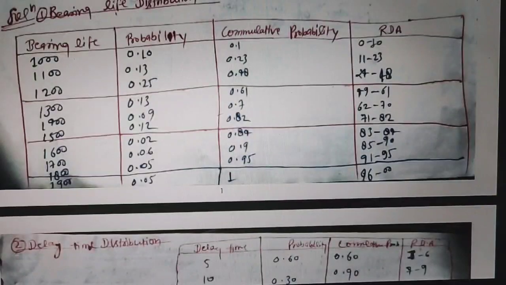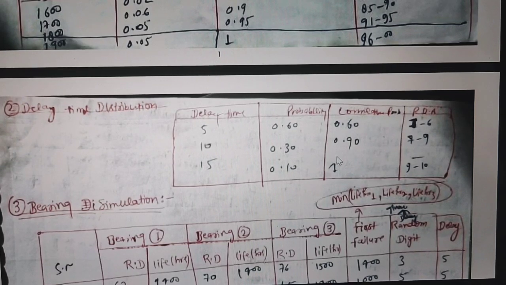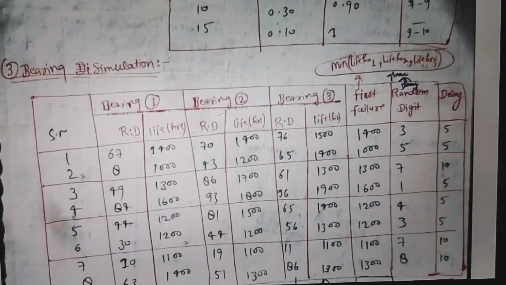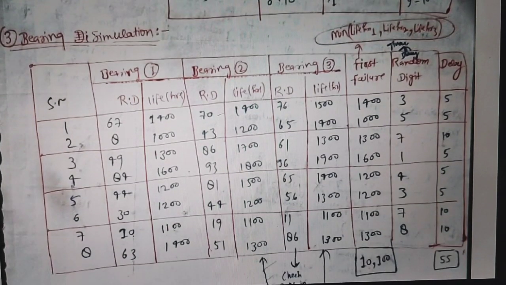Now I am going to the next step. Here the delay time distribution is given, so we can find the delay time distribution. Delay times 5, 10, 15 and the respective probabilities are given, and we can calculate the cumulative probability here. Then we assign random digits accordingly, 1 to 6 and 7 to 9. It is a very simple step. Now the third and most important step is this.